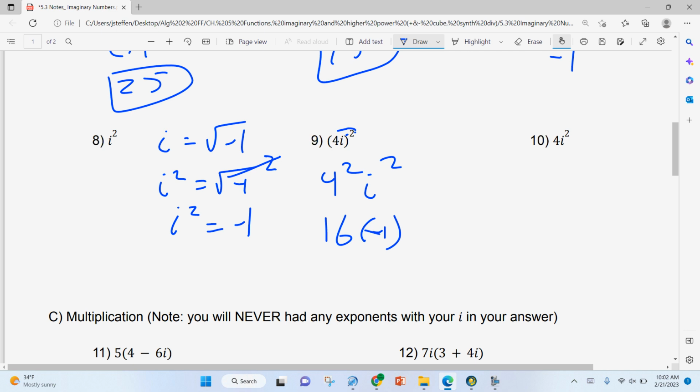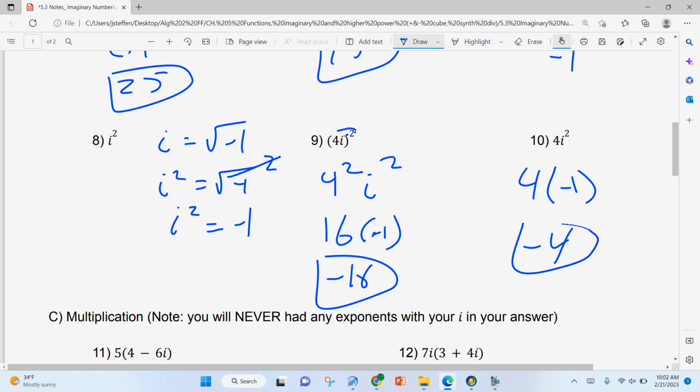16 times negative 1 is negative 16. Compared to number 10, which has no parentheses, so the 4 is not squared at all. So it's just 4 times i squared, which is negative 1. 4 times negative 1 is negative 4. That's the difference. If you have it in parentheses, you need to distribute the square to both of them.